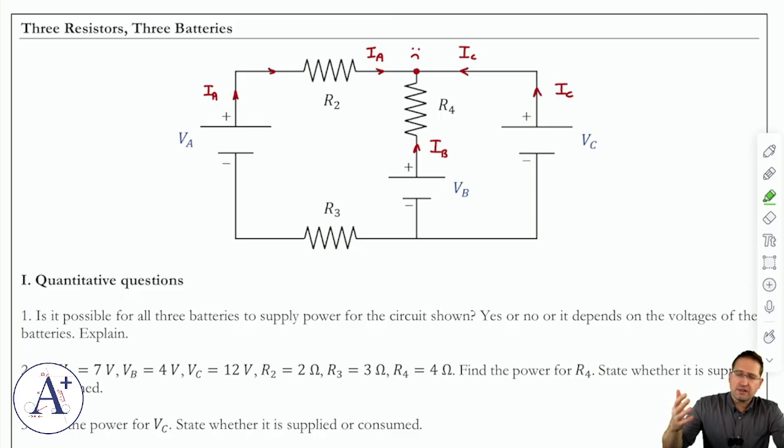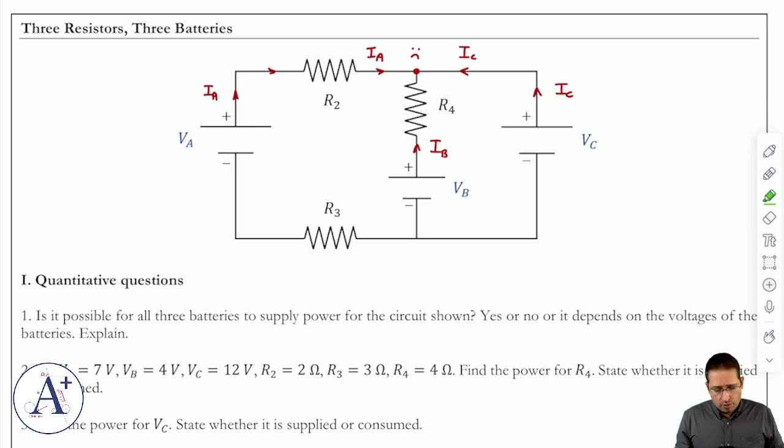But John, I thought you said that didn't matter, that you could write the node law that way, and so it was okay to have equal to 0 on the right-hand side. The equation's still valid. Yes, that's true. Mathematically, that's true. But that's not what the question is asking. The question is asking if it is possible, if you were to build this circuit, to have all 3 batteries supply power for the circuit shown.